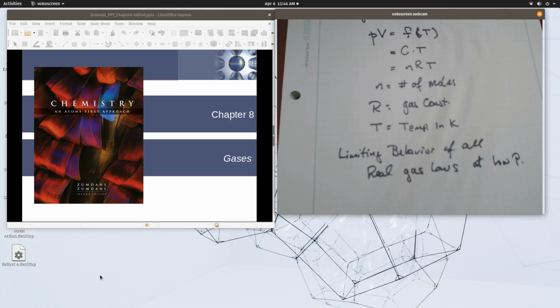But any real gas must approach ideal gas law behavior as the pressure becomes very, very low. And we'll talk about some of the assumptions of the ideal gas law today and the next time. But I want to move on.